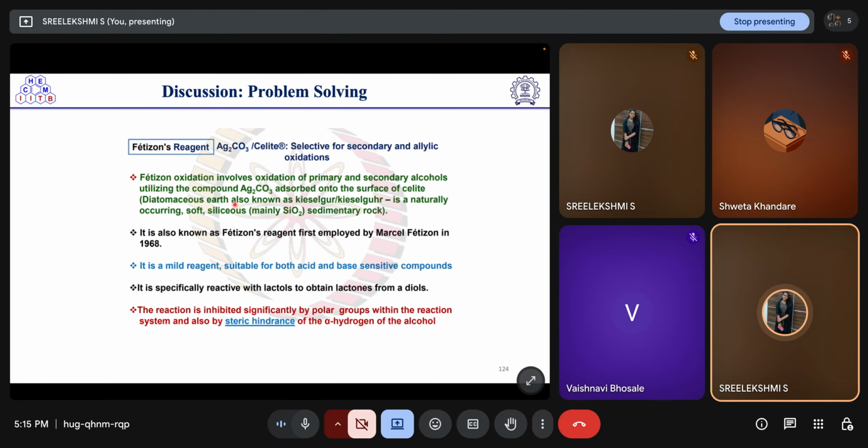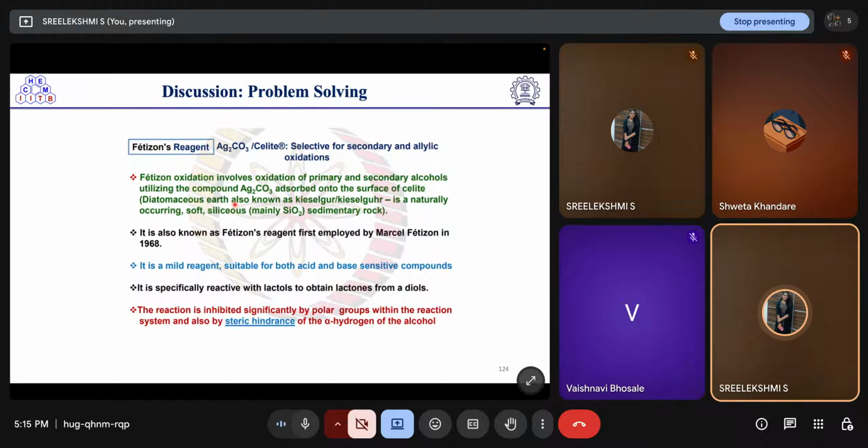So Fetizon's reagent is used for the selective oxidation of secondary alcohol and allylic alcohol. And what is this Fetizon's reagent? It is a mixture of silver carbonate in silicate. So yeah, Fetizon's oxidation involves oxidation of primary and secondary alcohol utilizing the compound silver carbonate, which is adsorbed onto the surface of silicate. So silicate is basically a form of silica. So different sizes of silica we will be getting. So silicate will be in more powdered form of silica, which is from the natural source.